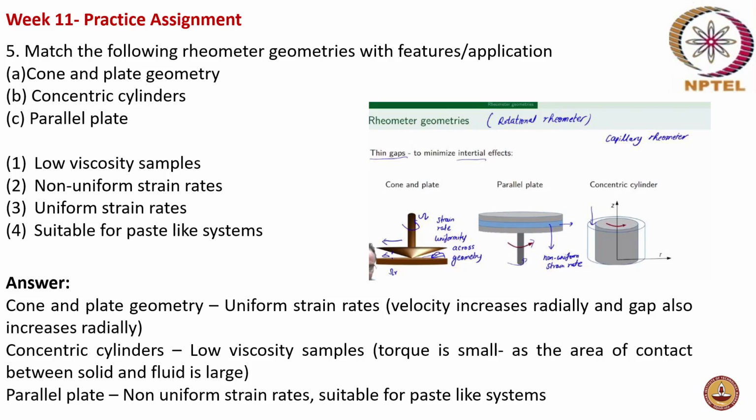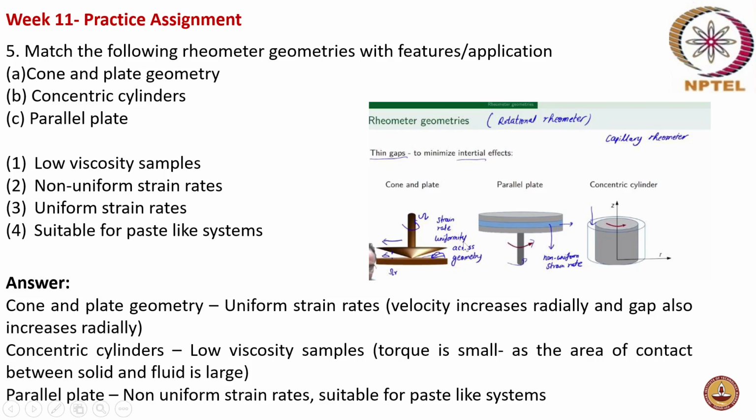Velocity is meter per second by gap meter, so you will end up with strain rate as 1 by second, inverse, right? Obviously, you can see that as velocity also increases along the radius, the gap is also increasing. So that means if there is a balance, you can achieve uniform strain rates.